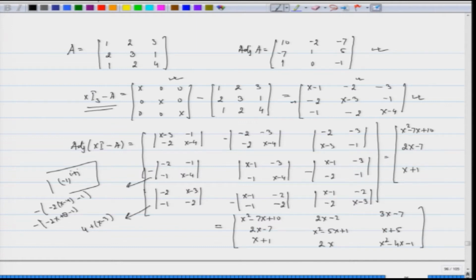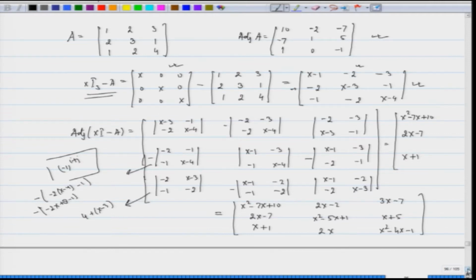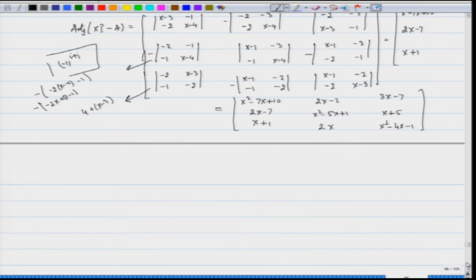So, this is the way I write it down. Now, what is important is I can also write this as equal to the following. Just see it nicely: there is no x square here, so the x square matrix is 0 0 0, 0 x square 0, 0 0 x square.